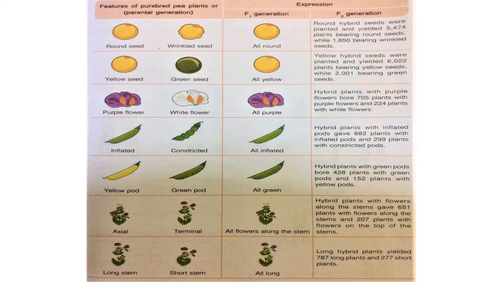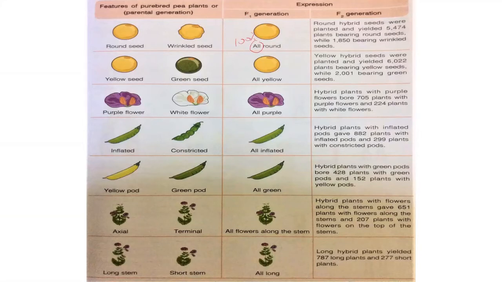Going back to your seeds, it was revealed that in your F1 generation, for round seed versus wrinkled seed, all seeds were round. For yellow and green seed, all seeds were yellow. For inflated versus constricted, all of them were inflated. So the results were consistent in your F1 generation, mostly 100%.